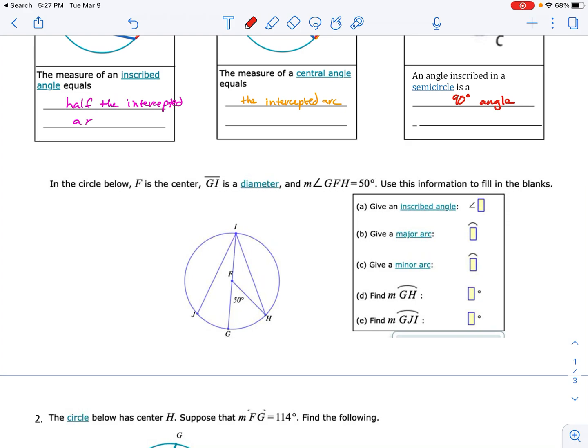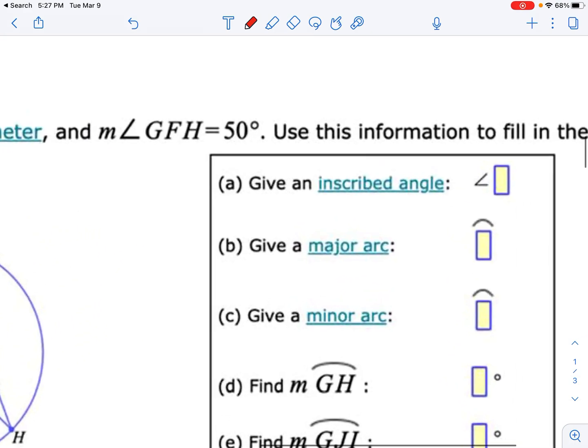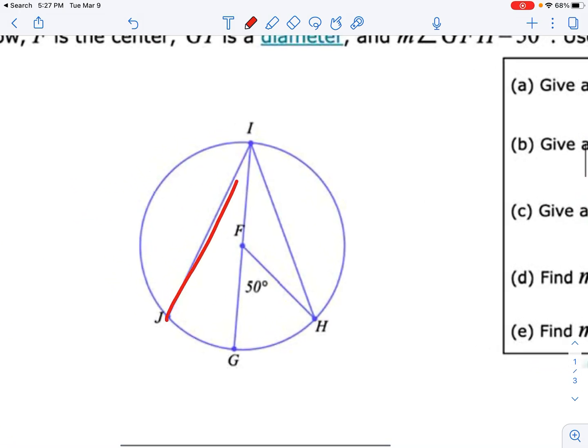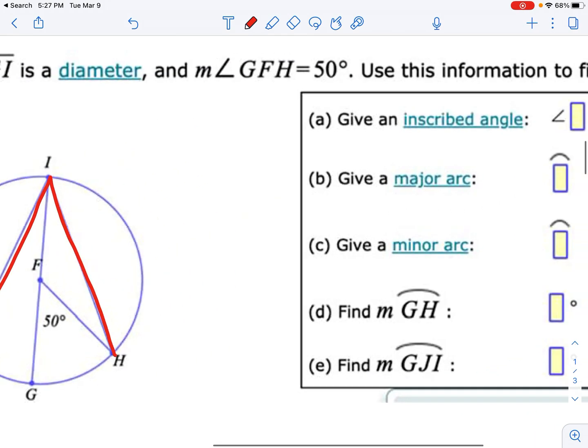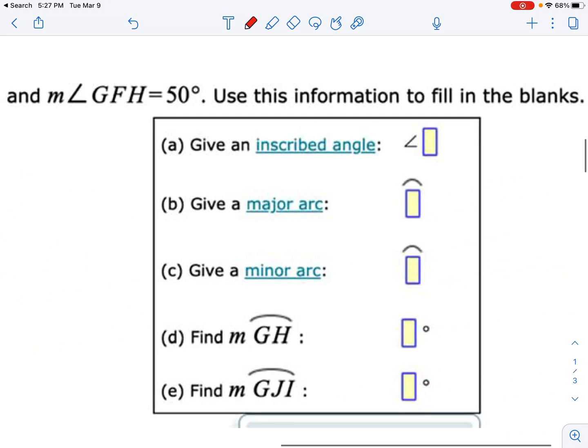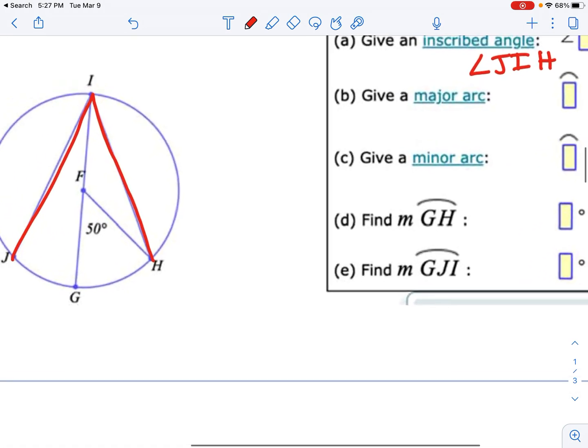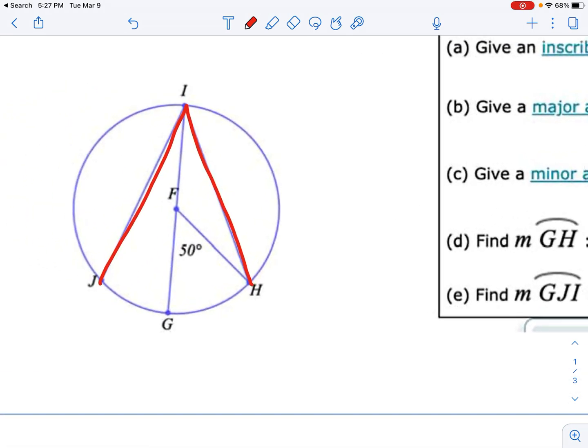Okay, so these are some questions from Alex. The first question says, give me an example of an inscribed angle. So an inscribed angle would maybe be, for example, that. So JIH would be an inscribed angle. It says give a major arc. So let me erase these.